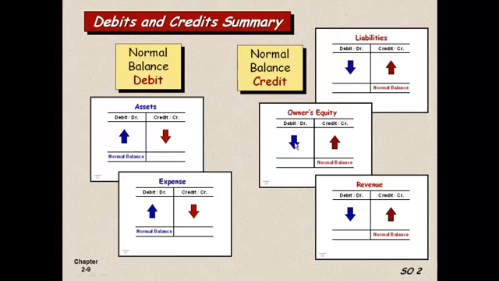A debit will decrease owner's equity. A credit will increase it. And again, the normal balance is what increases it. Just like the normal balance for an asset is a debit because it increases it, for owner's equity the normal balance is a credit.